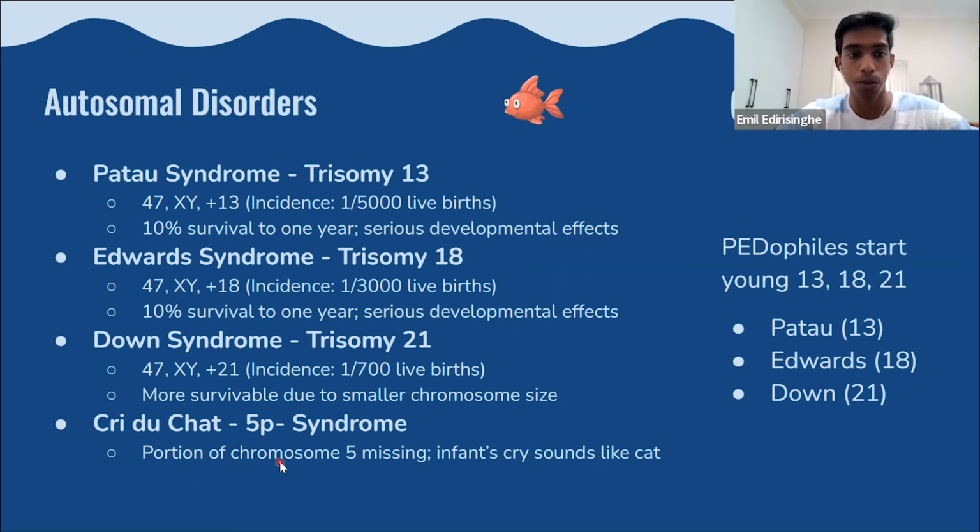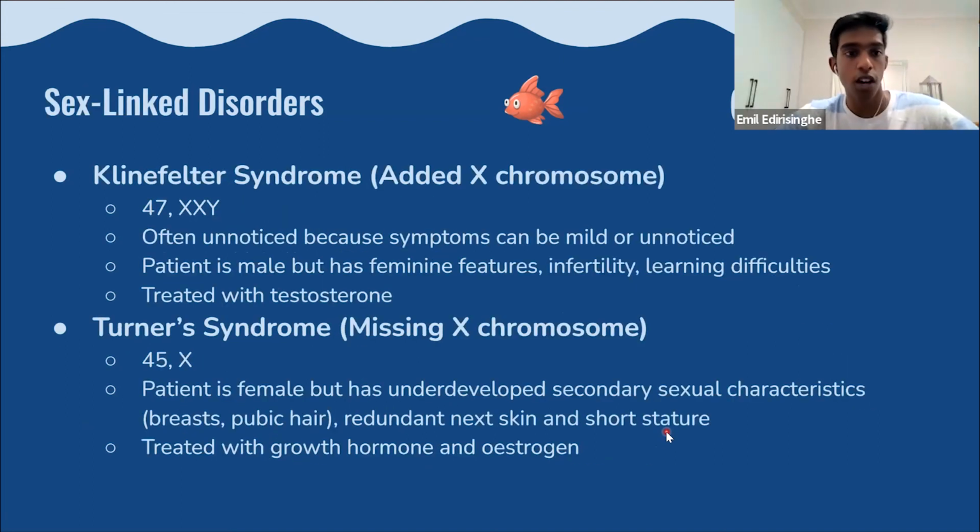Now, the last autosomal disorder here is Cri du Chat, and this one is a 5p deletion. So this one is one that we talked about before, where possibly a part of a chromosome can be missing, and a portion of chromosome 5 is missing, and it's called Cri du Chat because it means cry of a cat, I think, or cry like a cat. And as a result of this deletion, the infant's cry sounds like a cat, and there are some developmental effects as well.